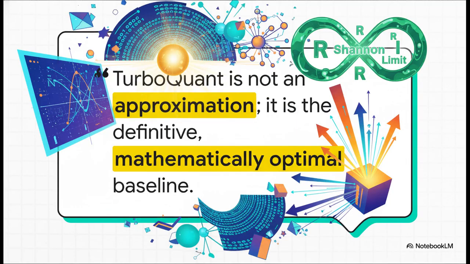I'm just going to leave you with this final, powerful quote from the researchers themselves. They make it really clear, this is not just another clever approximation. By proving it's near optimal against the Shannon limit, TurboQuant sets a new, definitive, mathematically proven baseline for the entire field. It fundamentally changes how we should think about solving this problem. So the real question is, what happens next, now that the theoretical speed limit is finally within our grasp?